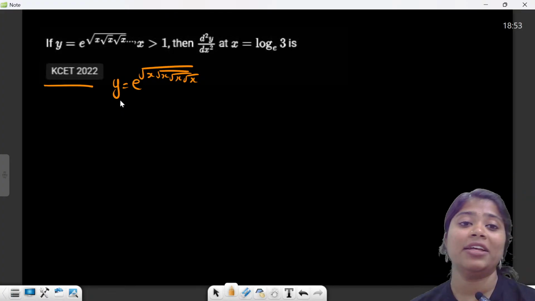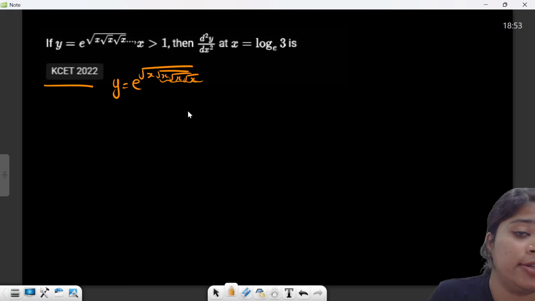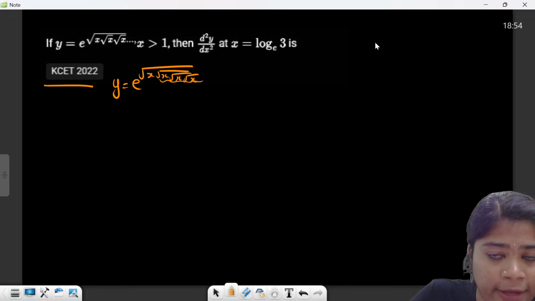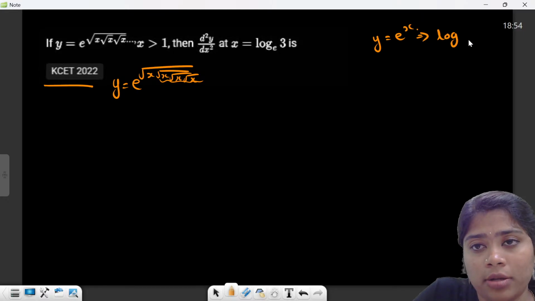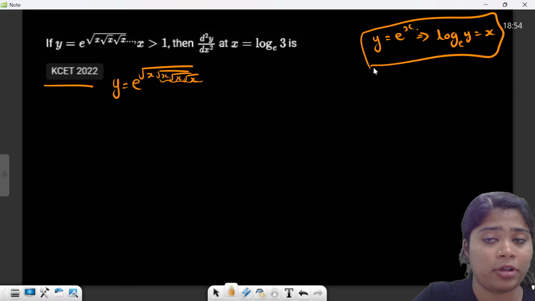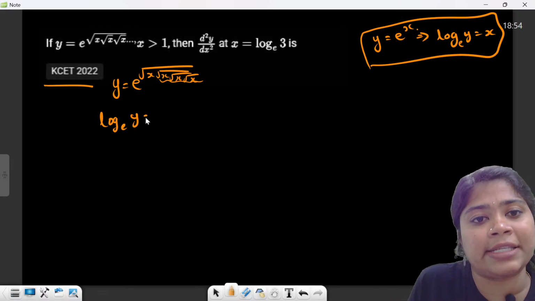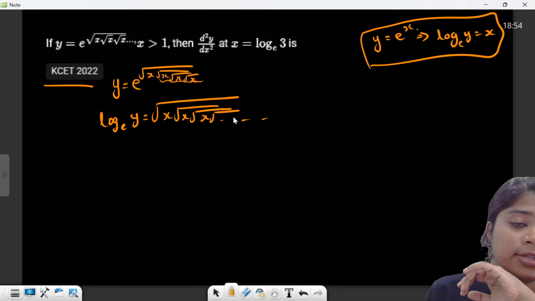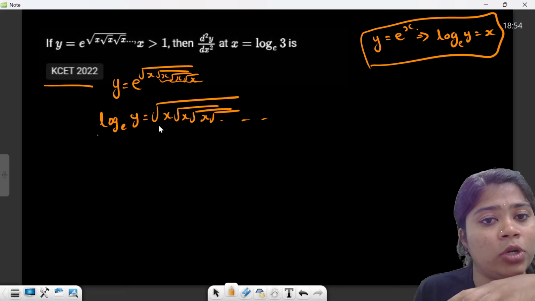So here I have y is equal to e to the power root of x, root of x, root of x, going on to infinity. Same thing repeating again and again. So I wanted to find this. For this we are going to use a property. Whenever y is equal to e power x is given, this can be rewritten as log base e y is equal to x. So this is the definition of log that we already discussed in the same session, right? So log base e y is equal to root of x, root of x, root of x. It will go like this to infinity.